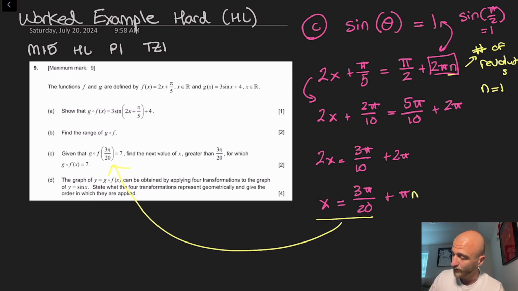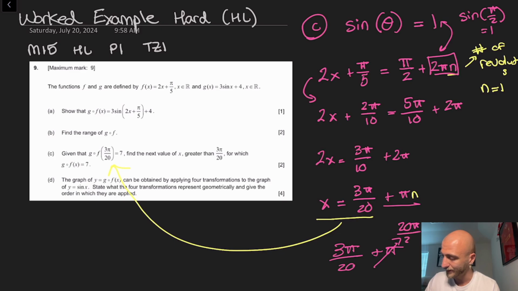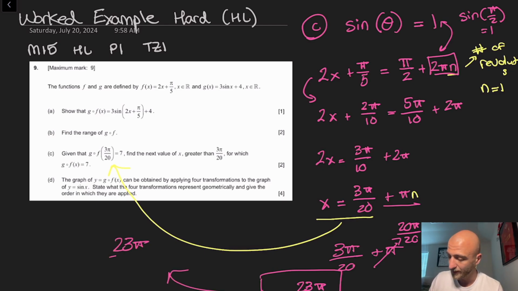But the nice thing is that we know now that the next point is going to be pi units above that. So pi units, if we take 3 pi over 20 and we add pi units to it, well, we can rewrite pi as a fraction, 20 pi over 20. That way they have the same denominator. So 20 pi over 20 gives us 23 pi over 20. And that is going to be the next x value that we can plug in to this composite function that will give us a total value of 7. Let me rewrite this up here. 23 pi over 20 is the next x value.